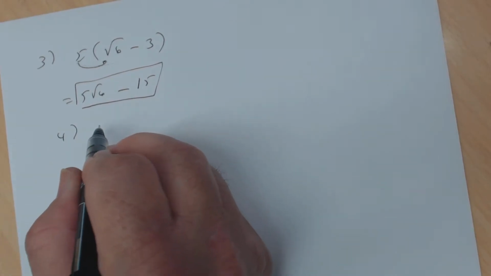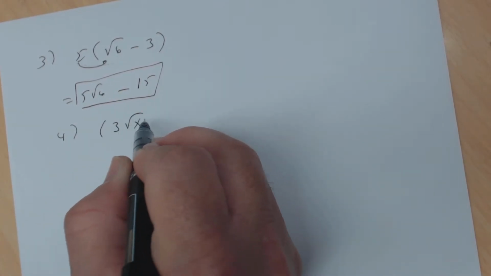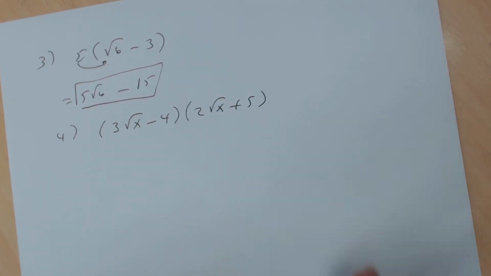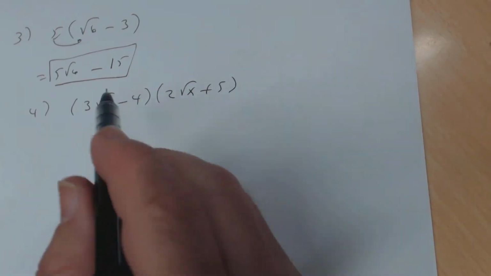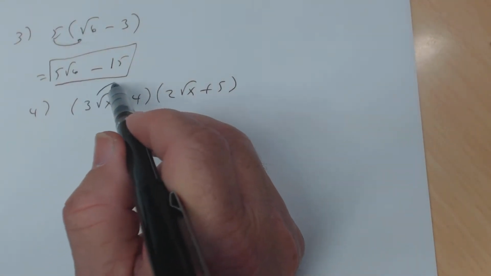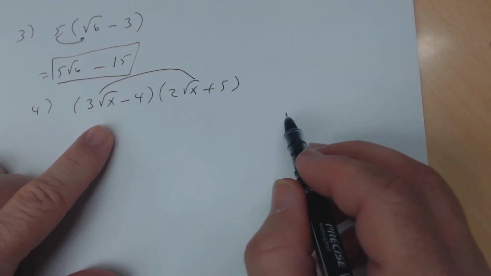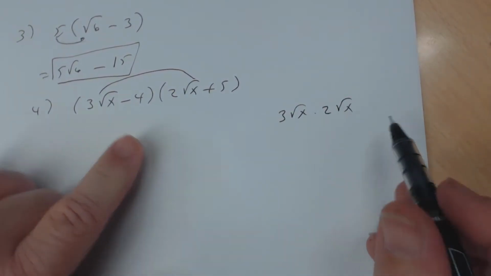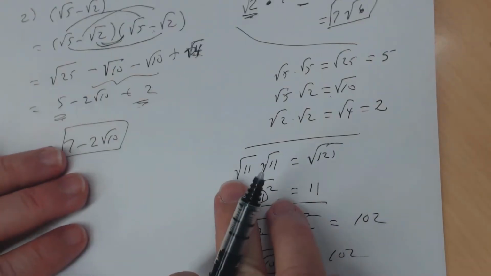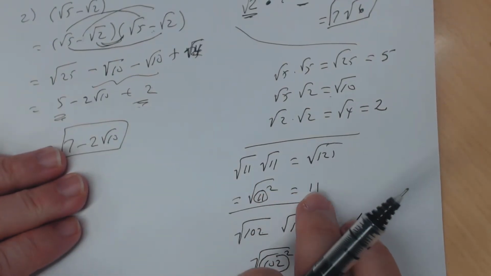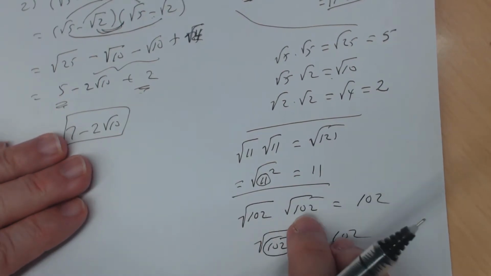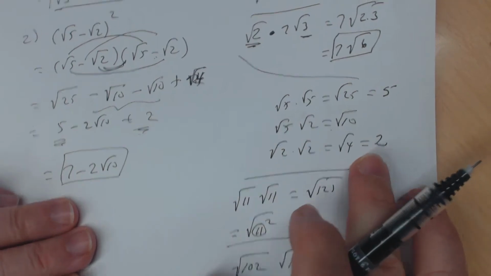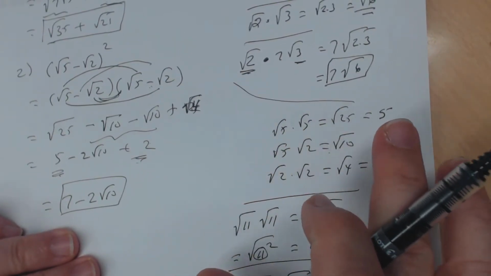Number 4. You have 3 square root of x minus 4 times 2 square root of x plus 5. So again, I'm multiplying two binomials. So let's use the FOIL method, and let's do step by step. Okay, so look at what I have. I have 3 square root of x times 2 square root of x. So think about what we just talked about right here. The square root of 11 times the square root of 11 is just 11. The square root of 102 times the square root of 102 is just 102. The square root of 2 times the square root of 2 is just 2. The square root of 5 times the square root of 5 is just 5.